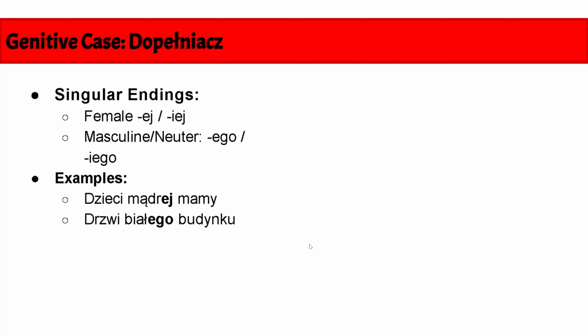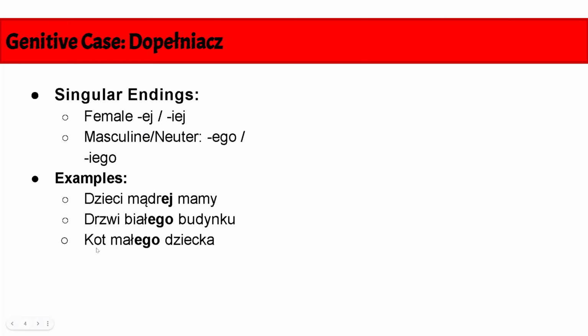Drzwi białego budynku, the doors of the white building. Same thing. Now we have to match it up with the noun. Budynek, and its mianownik is a masculine noun. So now we have to take biały and match it up to the masculine budynek. And because we're in the genitive, we change biały to białego, having drzwi białego budynku. I'm not all there today. I apologize, guys.